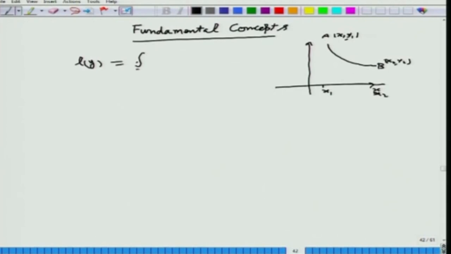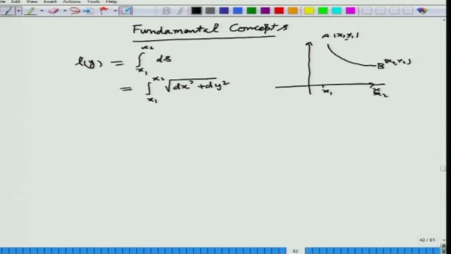And so, we need to find the integral from x1 to x2 of ds, where s is the arc length and it is given by the integral from x1 to x2 of square root of dx square plus dy square. This is a plane curve, so we have x and y variables only. In general, if we have a three dimensional curve, then ds would be square root of dx square plus dy square plus dz square. Here there are only two variables.